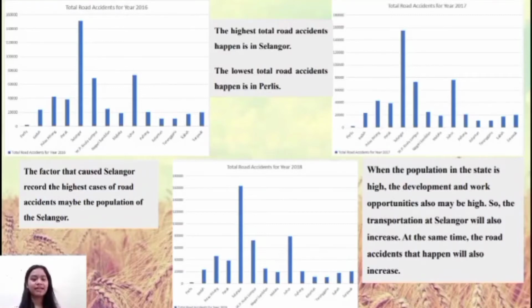The factor that caused Selangor to record the highest cases of road accidents may be the population of Selangor. It's because Selangor has the highest population. When the population in the state is high, the government and work opportunities may also be high. So the transportation in Selangor will also increase. At the same time, the road accidents that happen will also increase.